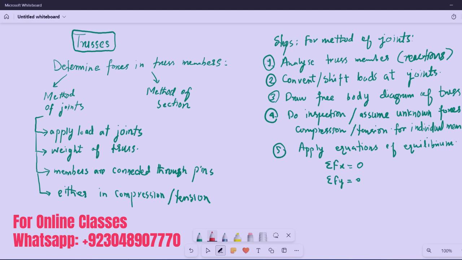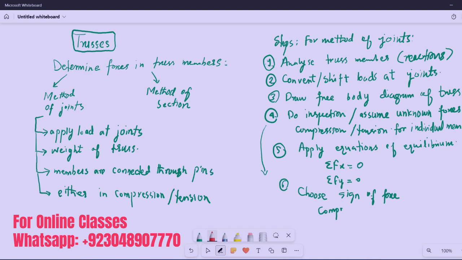So you can assume, as I mentioned earlier, that tension is positive and compression is negative. Here you're going to choose the direction of the forces as well, and you can also choose the sign of the force. What do you mean by the sign? Sign means basically we have tension and compression.